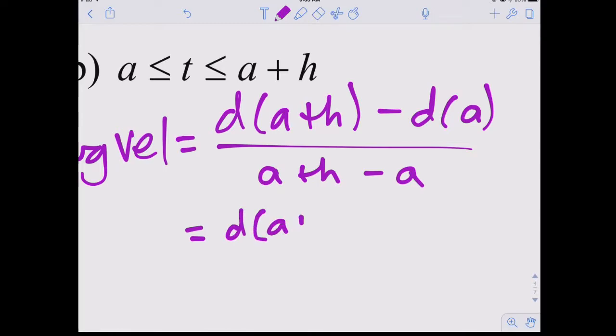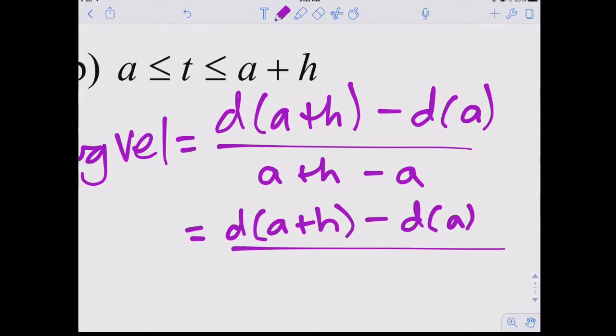Now if I simplify the denominator before I plug in, what happens in the denominator? What's A plus H minus A? H. Have y'all seen this expression before? Yeah. Where? It's my favorite problem. It's the one from the last two tests, right? The last question on the last two tests.